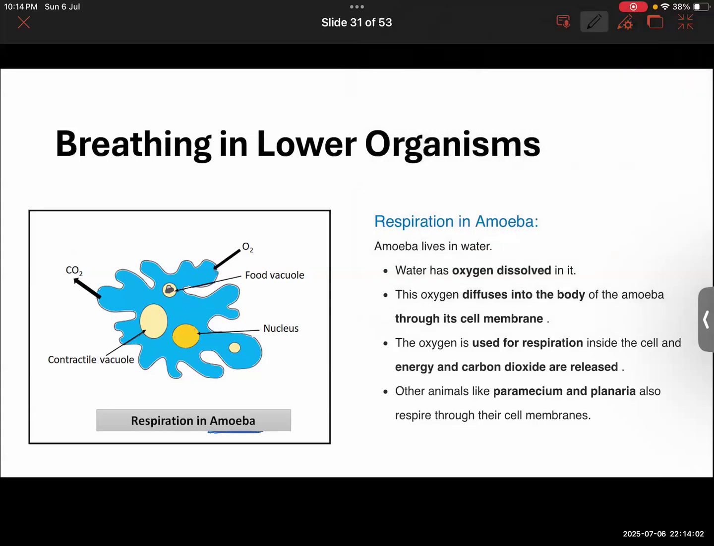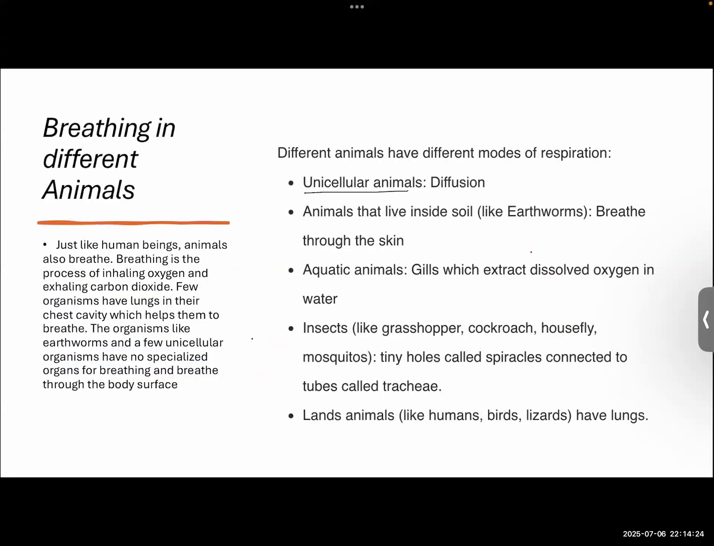So the amoeba is unicellular in nature, made up of just one cell. We learned about amoeba in the chapter nutrition in animals. So this will also be able to carry out respiration, right? Then animals that live inside the soil, like earthworms, take in oxygen with the help of their skin, right?